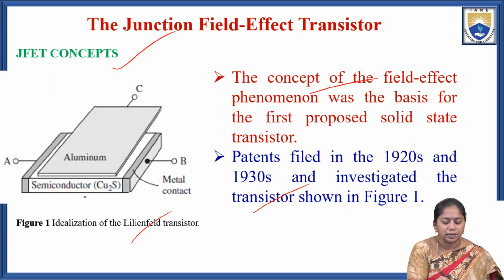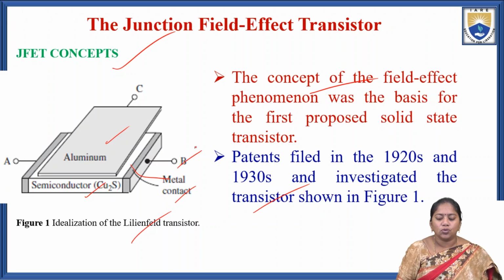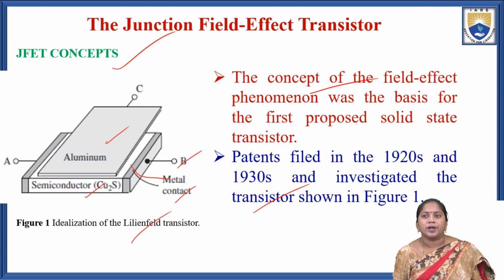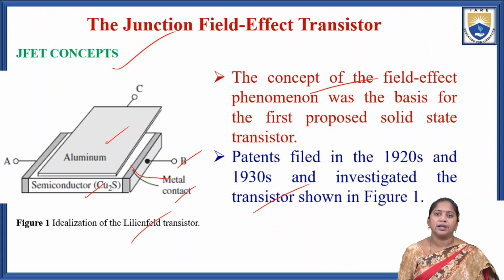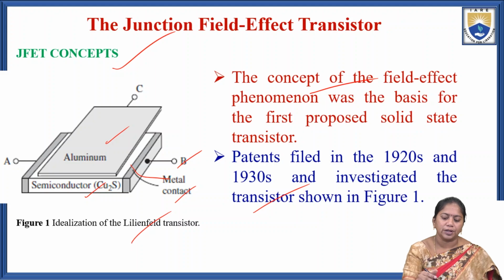This is the semiconductor, this is aluminum. Here the metal contact is there, this is the base. The concept of the field effect phenomena was the basis for the first proposed solid state transistor. The patents were filed in the 1920s and 1930s. The first investigated JFET is shown in the figure.